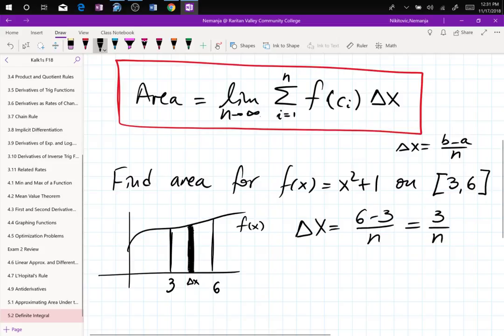Note that the number of rectangles is not given to you. And it cannot be given to you because we're going to send that n to infinity. So I can't say, okay, do this for n equals 10, because as soon as I say n equals 10, it's an approximation and there is error. It's not exact. So we are leaving n as a variable because it's going to go to infinity in the last step of the problem. So we're going to leave it there. So delta x is 3 over n.